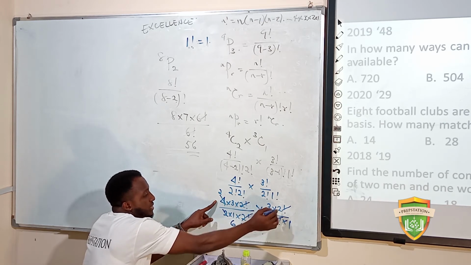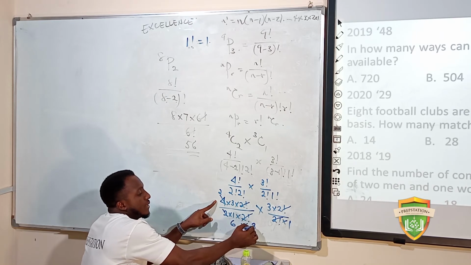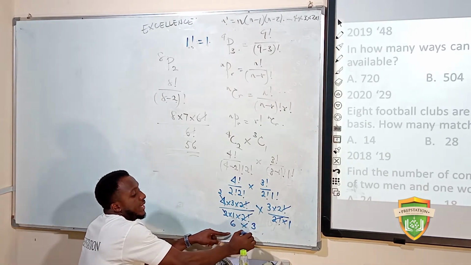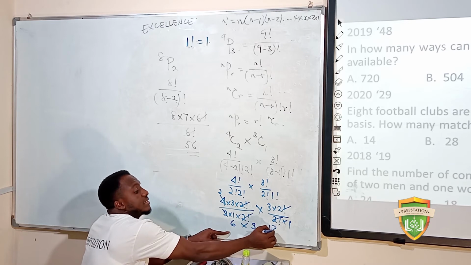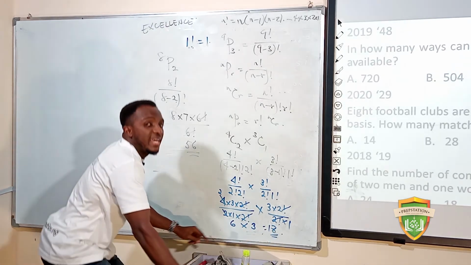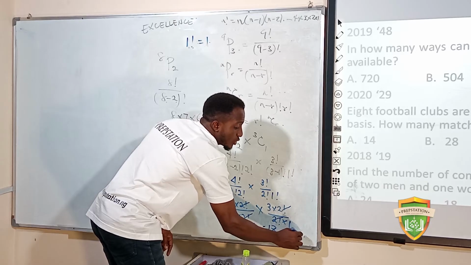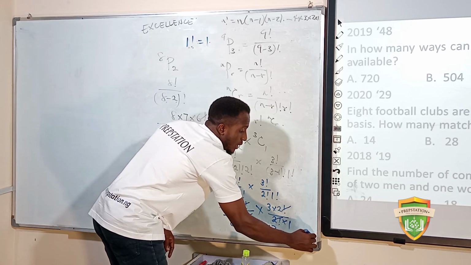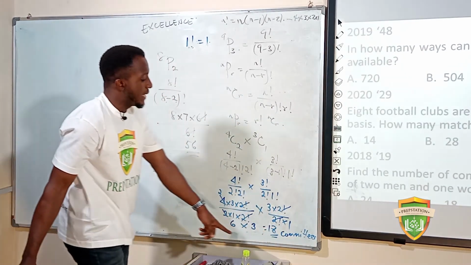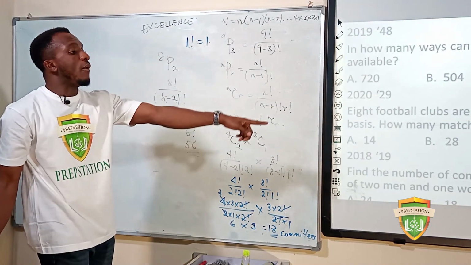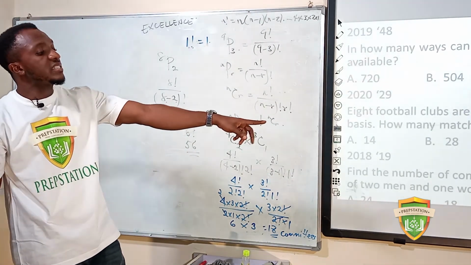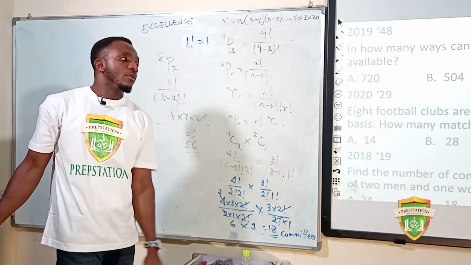3. This is of 3. So 6 times 3 is 18. There are 18 ways, or rather 18 committees that can be formed. Mostly you see "ways" for permutation. Why? Because permutation has to do with what? Arrangement. So there are 18 committees that can be formed, consisting of 2 men and 1 woman, from 4 men and 3 women.